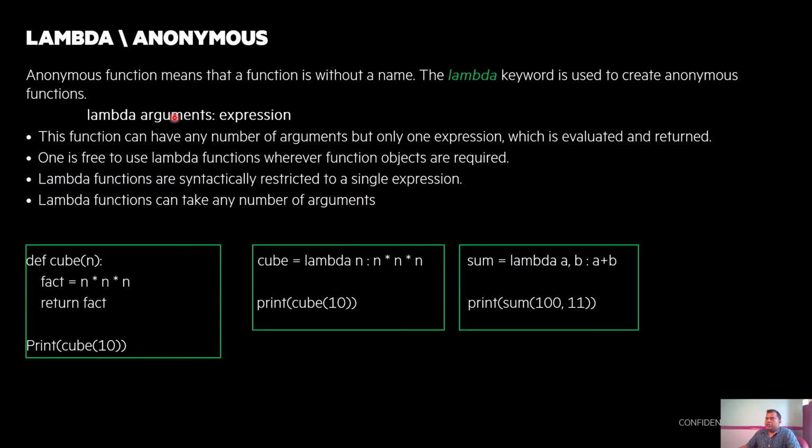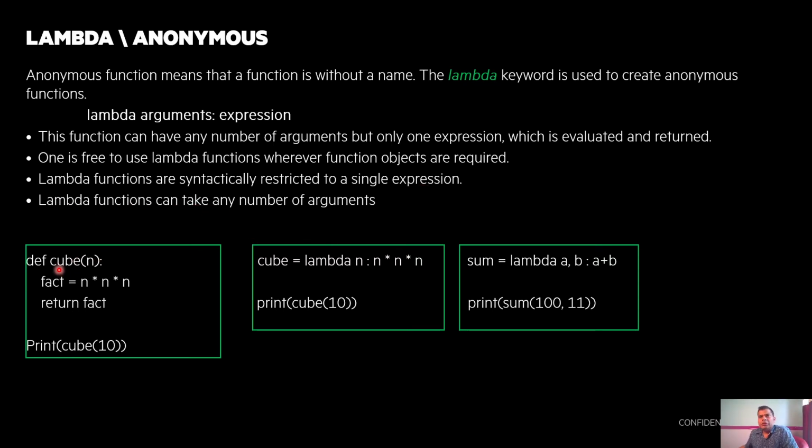Okay, and now we'll be learning about the very important tiny lambda or anonymous function. It has some set of rules, but whenever we need a function on the go, we don't want to define, we don't want to store, we don't want to manage, we just want to use it on the go. So for those purposes, we'll be using the lambda. It has certain rules. This function can have any number of arguments but only one expression. One is free to use a lambda function wherever function objects are required. These are syntactically restricted to a single expression. Remember, we can have multiple inputs but only a single expression.